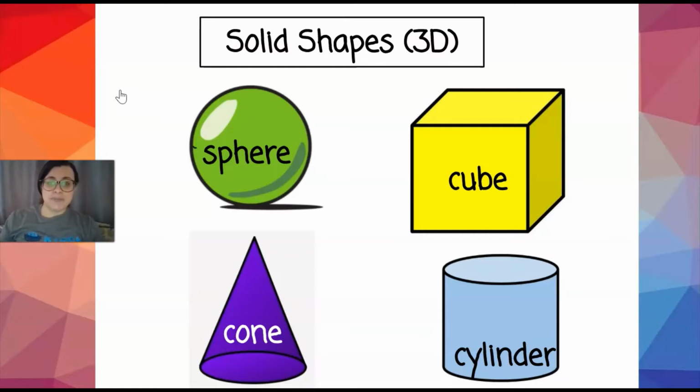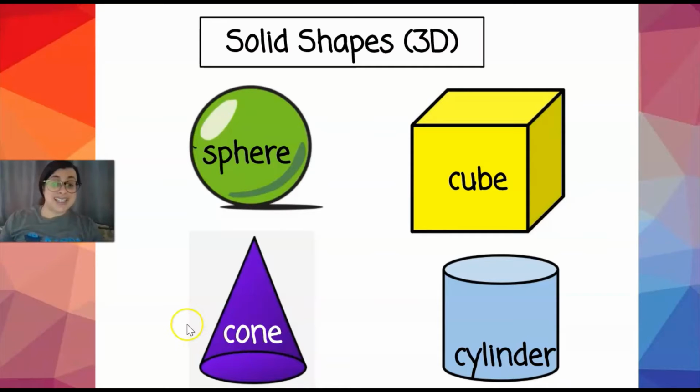It's round. This is a solid shape, and the name is a cube. We know an object is the shape of a cube because it has 6 faces, it has points, and it has edges.